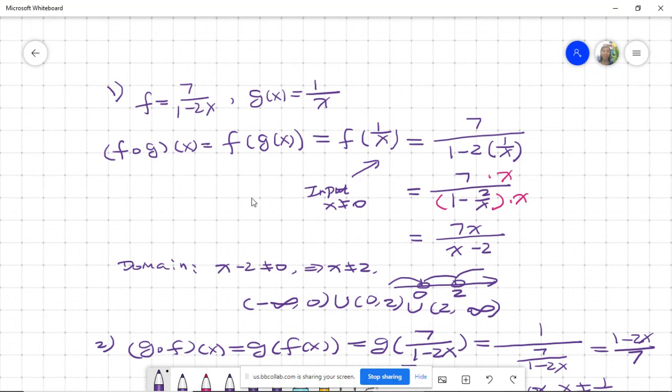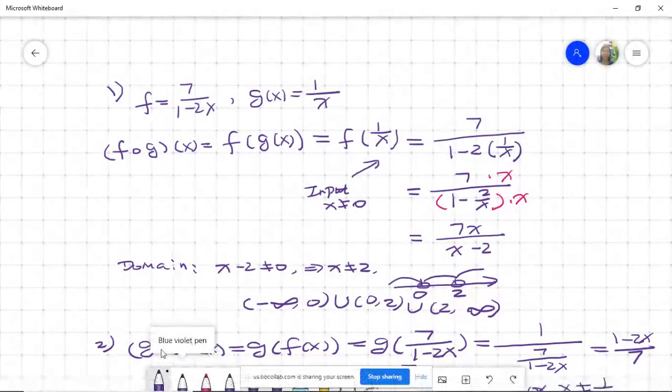This is trying to find a composition of f composite g, given the function f is 7 over 1 minus 2x, and g of x is 1 over x. Apparently both of these are fractions. I know people usually do not like fractions, right? But we can handle this. For f composite g, according to the definition, f will be the outer function.